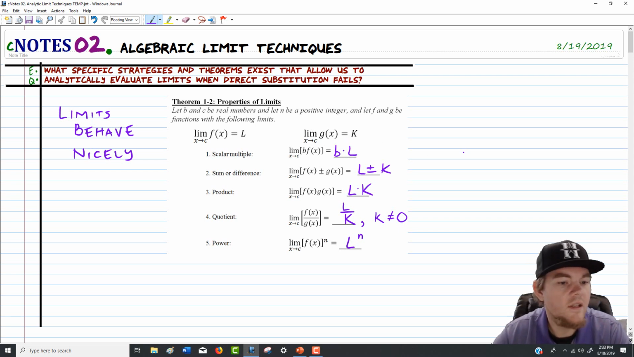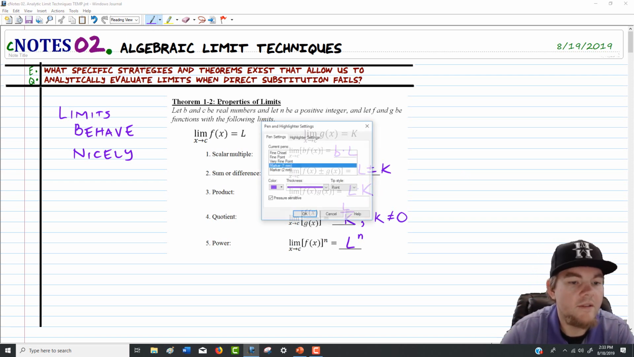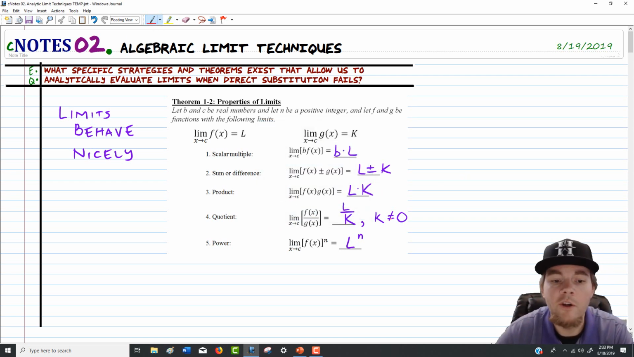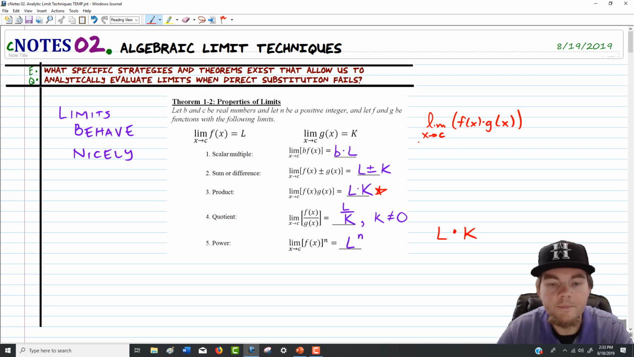So take, for instance, the product property. Let's look at the product property really fast and show you what's happening under the hood in that situation. If we look at the product property, we were asked to evaluate the limit as x approaches c of f of x times g of x. So again, we're multiplying two functions together. And what we did was we skipped right to the end, and we said our answer was L times k, which is obviously correct.